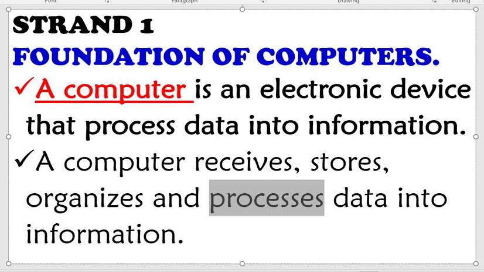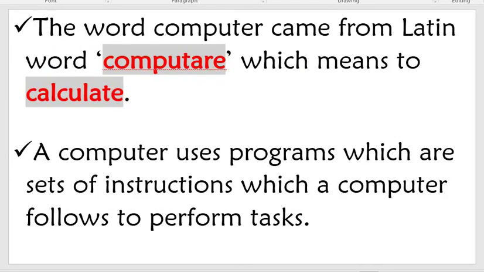So now we have been told that a computer processes data. What is data? Before I give you the definition of data, the word computer is a Latin word that came from the word computare. Computare was simply to compute or to calculate. So that was the meaning of computer. It came from the word computare, which means calculate.